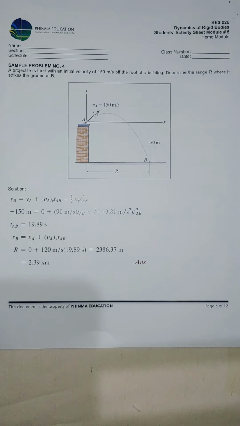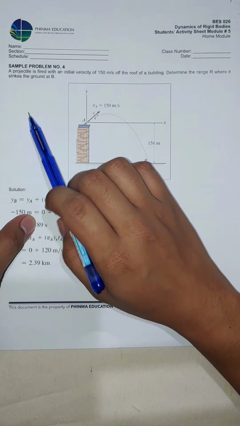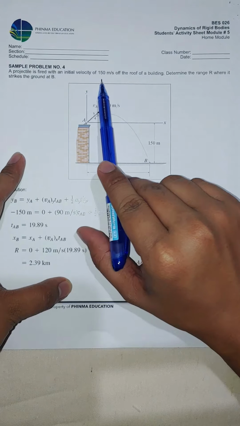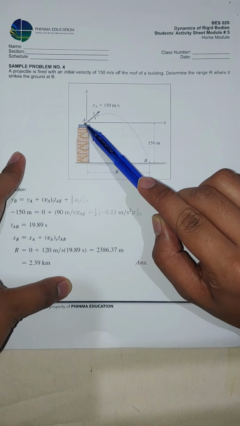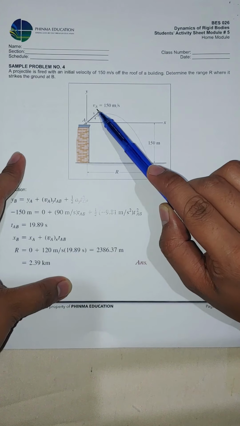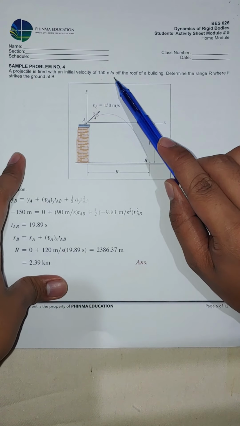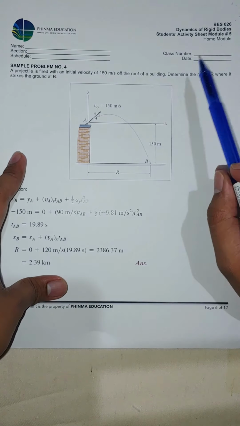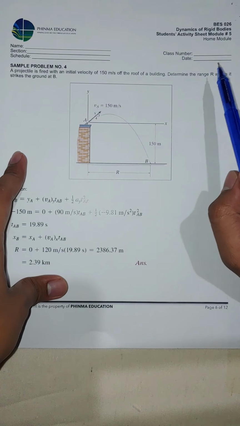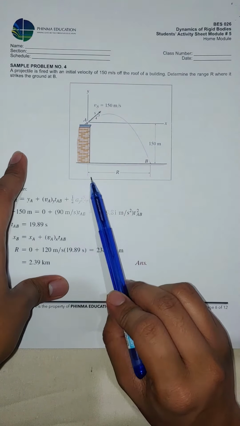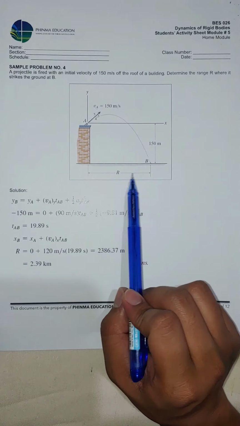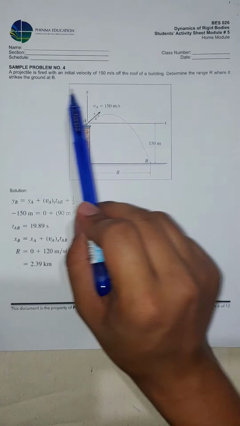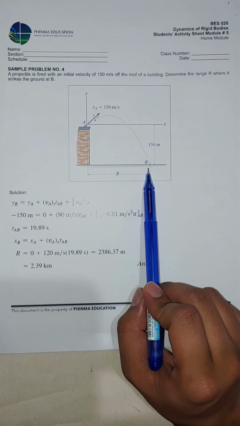Okay, for sample problem number 2, we have a projectile fired with an initial velocity of 150 meters per second. So that is at A. Our initial velocity V sub A is equal to 150 meters per second off the roof of a building. So we need to get the range R. The range is the total distance traveled by the projectile from its starting to its final position, where it strikes the ground at B.